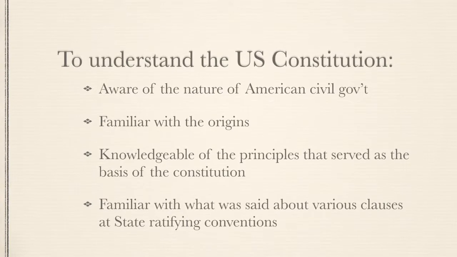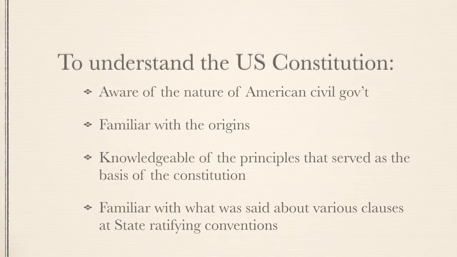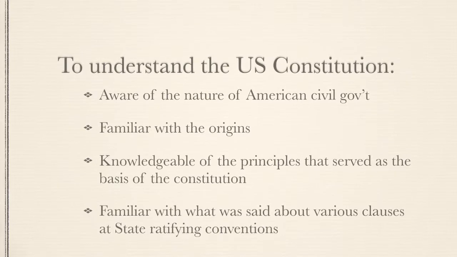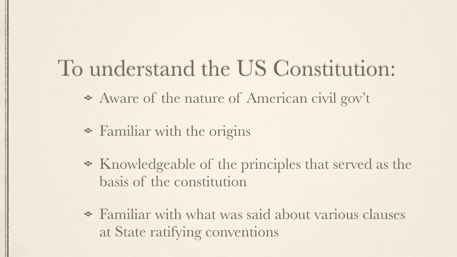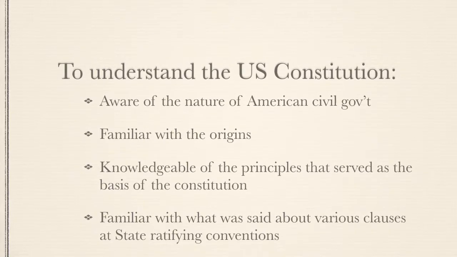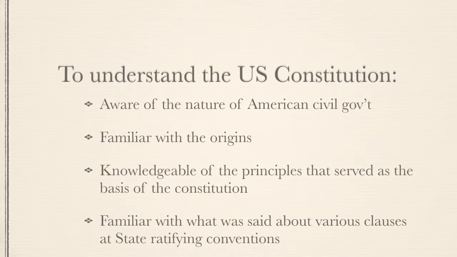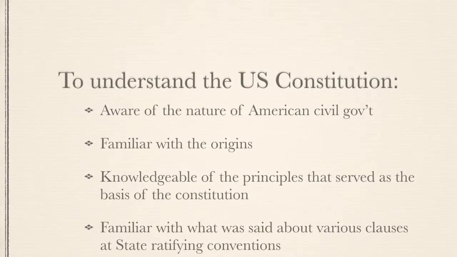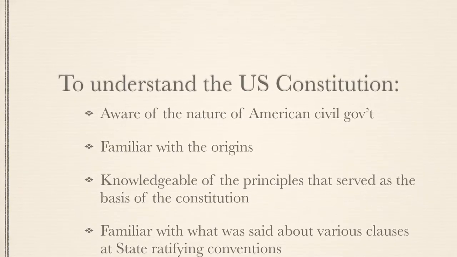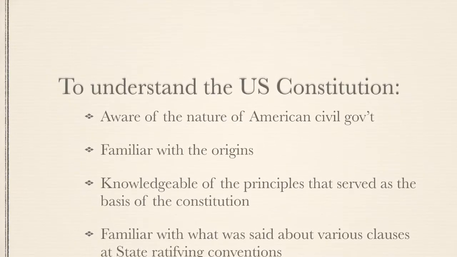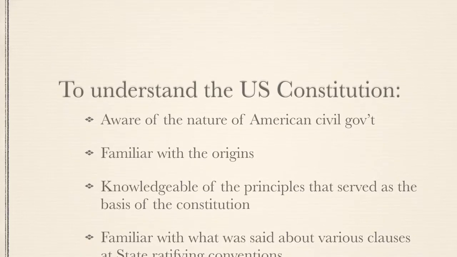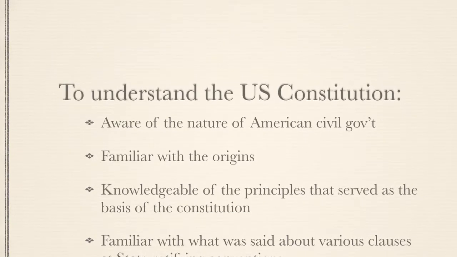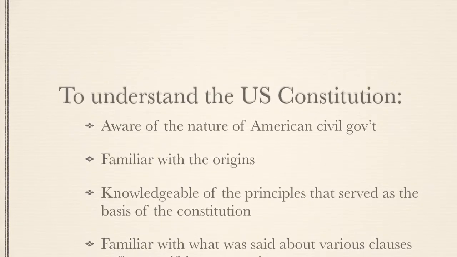To understand the Constitution, one must be aware of the nature of American civil government. And to understand the nature of American civil government, one must be familiar with its origins, know the principles that served as the basis of the Constitution as it was written, as well as its overall purpose. One must be aware of the explanation of various clauses during the state ratifying conventions, and comprehend the difference between a federal and national system.